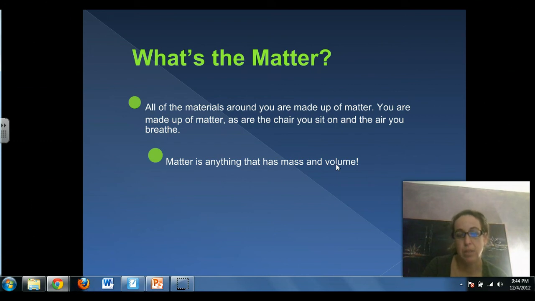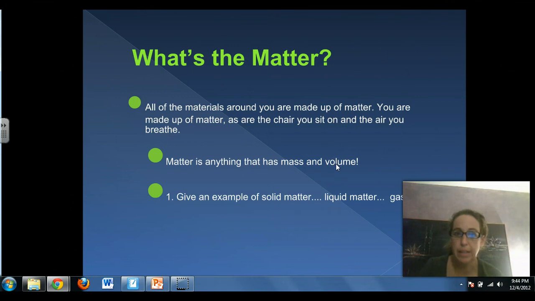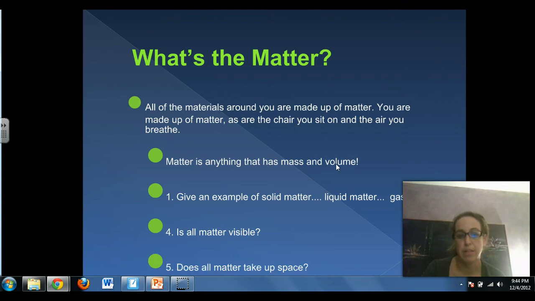So what I would like you to do real quickly on your sheet in front of you is to jot down an example of solid, liquid, and gaseous matter. So look around you, wherever you are taking these notes right now, and write down some examples of those things. The next thing is to answer the question, is all matter visible? Can you see all the matter? And does all matter take up space?